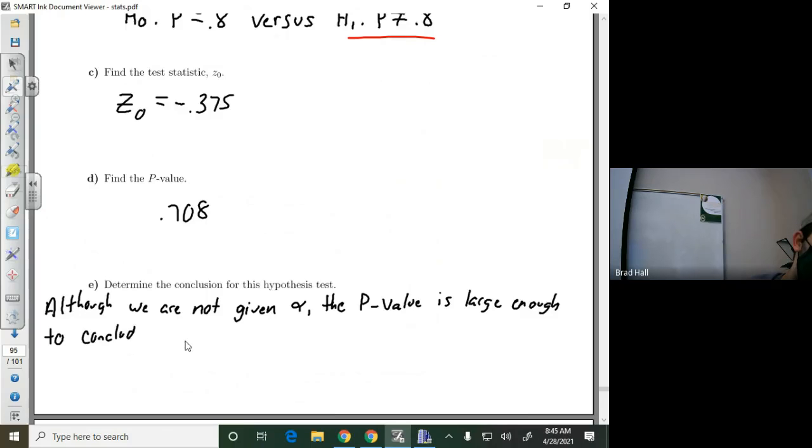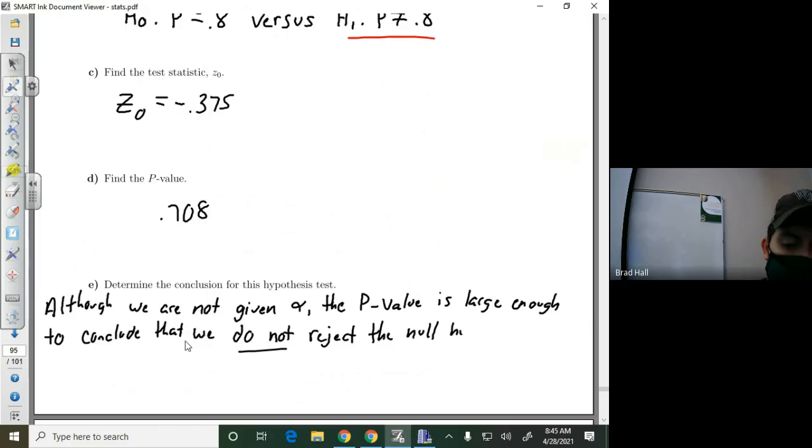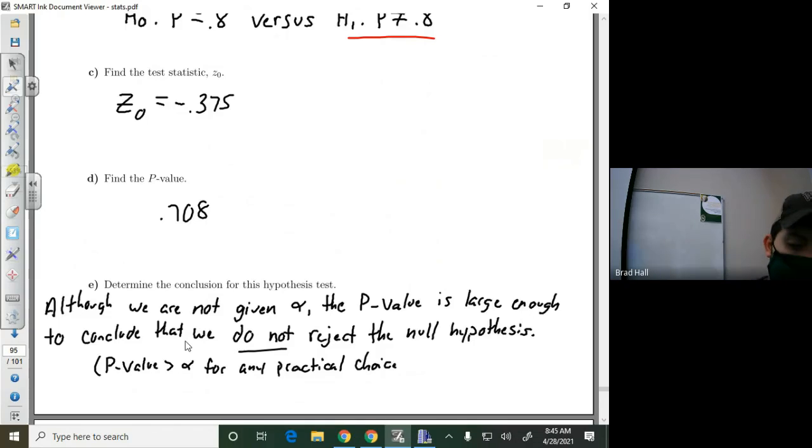To conclude that we do not reject the null hypothesis. Or in other words, the p-value will be greater than alpha for any practical choice of alpha. So anytime the p-value is larger than 0.1, don't reject.